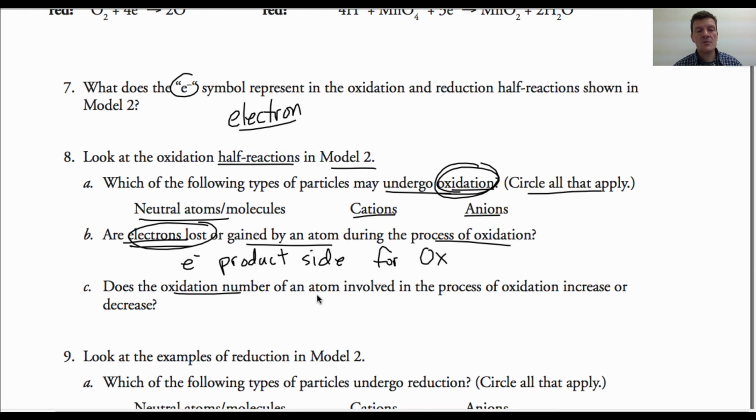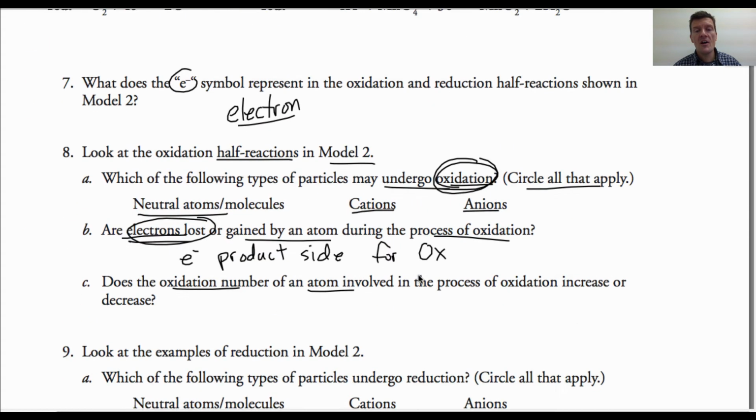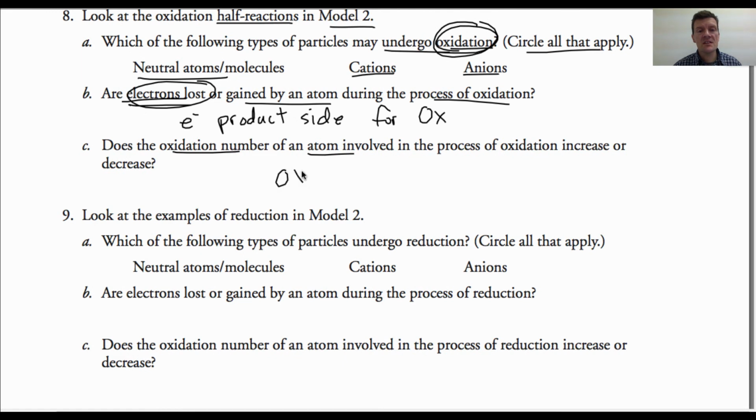Does the oxidation number of an atom involved in the process of an oxidation increase or decrease? Well, it's going from 0 to +2. From -1 to 0. From 0 to +3. +2 to +3. Always for oxidation, the oxidation number is going to increase.